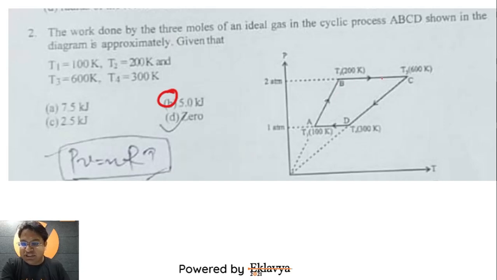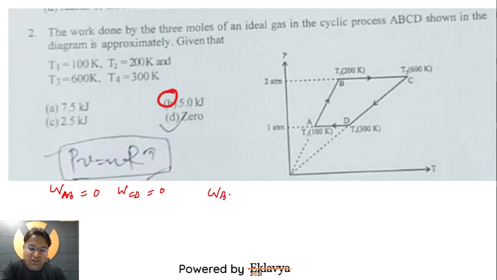Similarly, the BC process is at constant pressure, it's an isobaric process. The CD process, again a straight line passing through the origin, suggests an isochoric process, and the DA process is again an isobaric process. So we have been told to find out the work done by the gas. Out of the 4 processes, AB, BC, CD and DA, 2 processes are isochoric, which means that work done in them will be 0. So work done in the AB process will be 0, work done in the CD process will be 0. Now we are left with the BC process and the DA process.